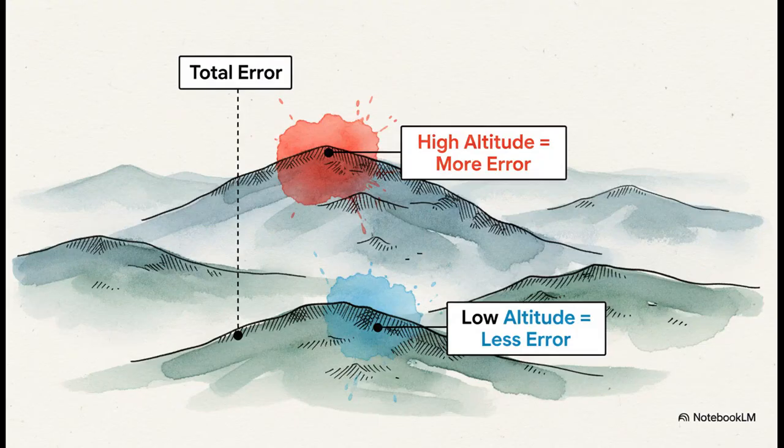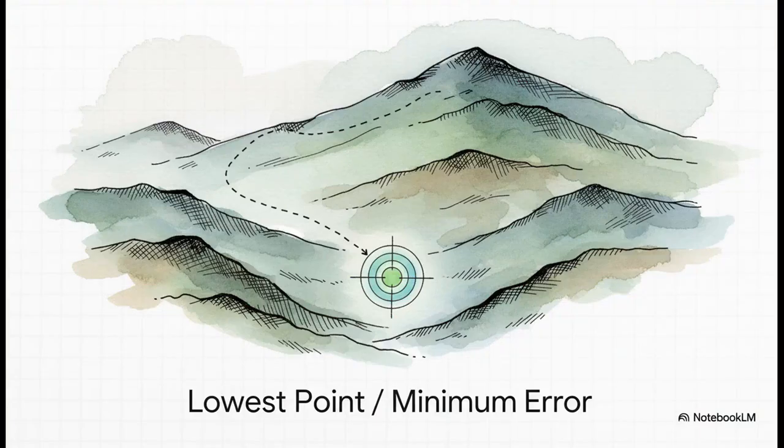So in this analogy, the entire hill represents the total error of our model. This means if you're standing way up high on the hill, the model is making a ton of mistakes. Your altitude, your height, corresponds directly to the amount of error. So what's your goal when you're on this foggy hill? Well, it's to get to the very bottom, right? The lowest point in the entire valley. And that lowest point represents the minimum possible error. It's the sweet spot where our model is as accurate as it can possibly get.